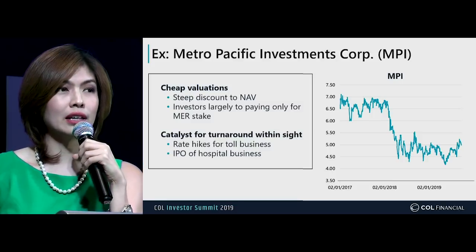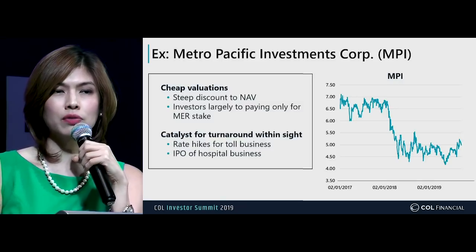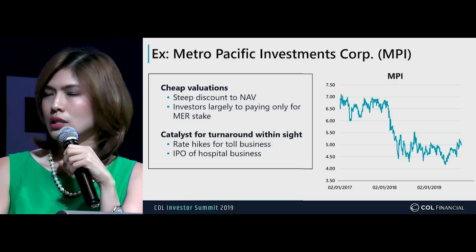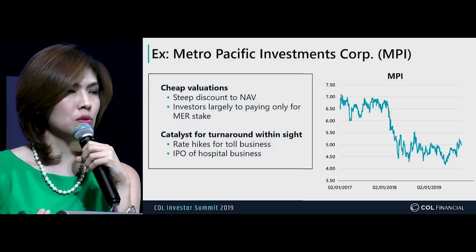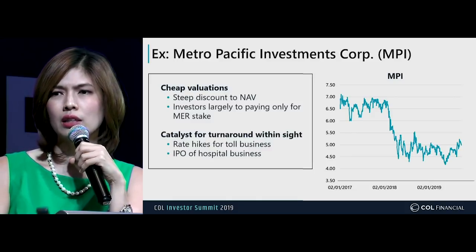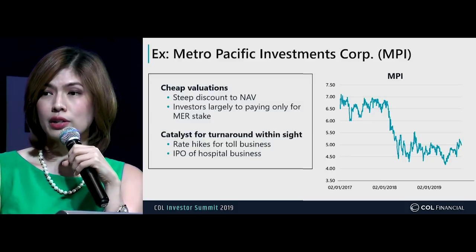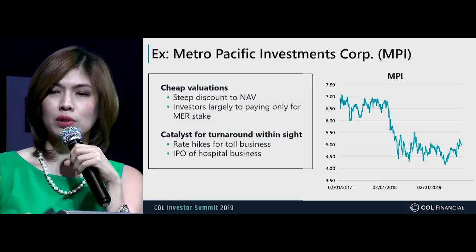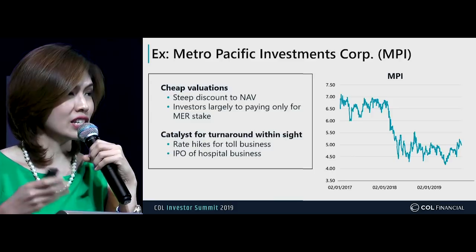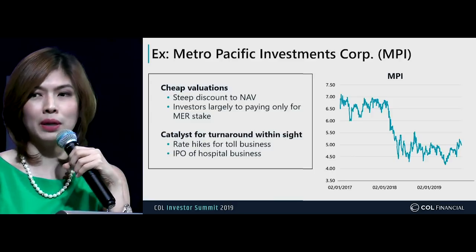So for us, we feel like the catalyst for why this stock will turn around is already in sight because one of the issues is regulatory. But you know, they were able to get rate hikes for their toll business. Secondly, funding is an issue, but they will do an IPO for the hospital business. And it's not really the IPO that needs to succeed. They already have buyers for the shares. They're only doing the IPO so that they can save a little bit on taxes. So we feel like nandyan na yung catalyst for MPI shares to go up. I think our target price is around 8 pesos for this stock, no?